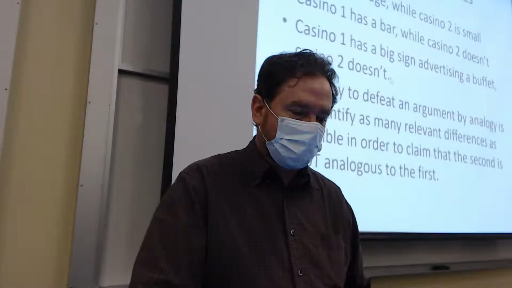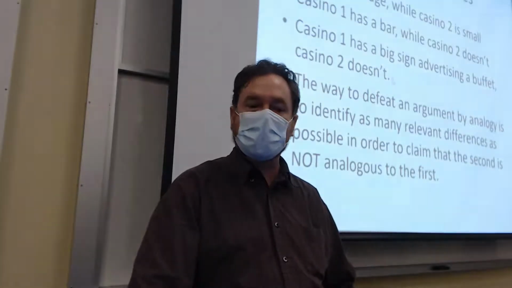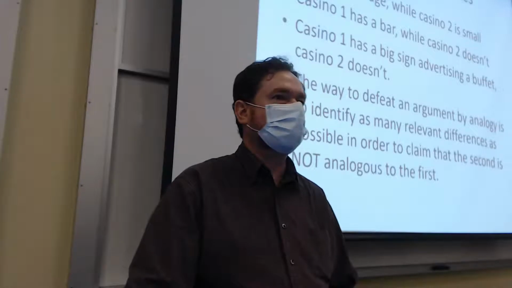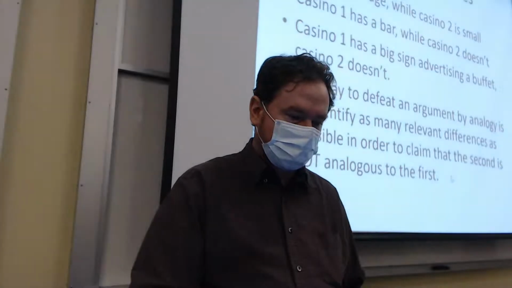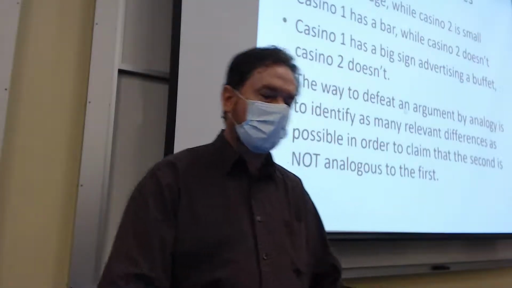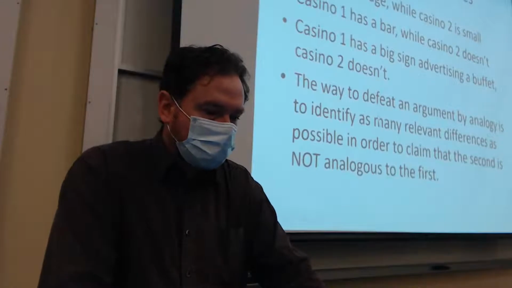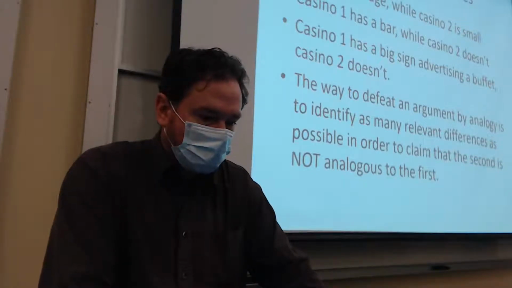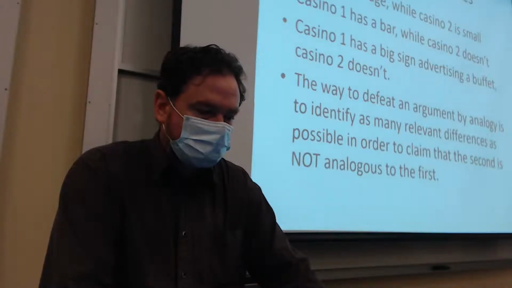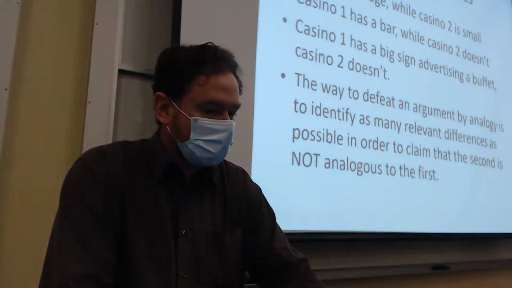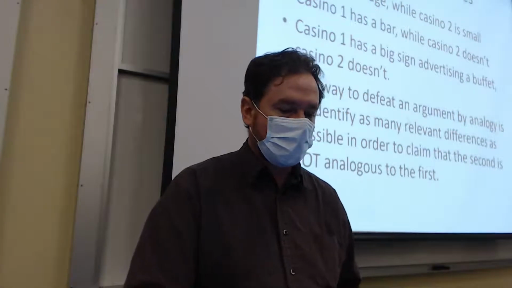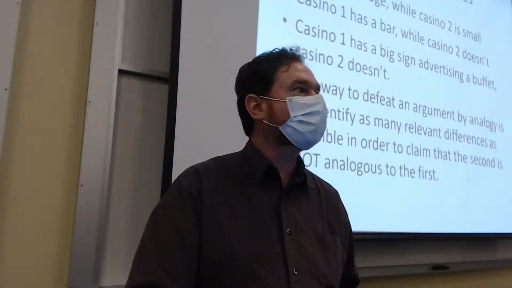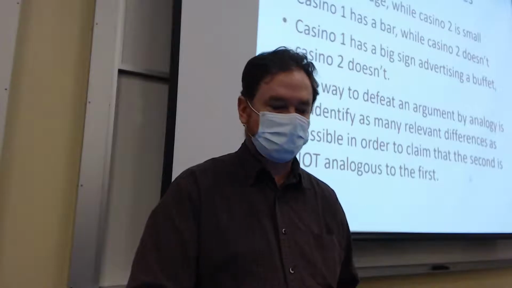And of course, the really disturbing one: Casino 1 had a giant sign advertising its all-you-can-eat buffet, but Casino 2 does not. All sorts of significant things. So how do we defeat an argument by analogy? Well, generally, you want to identify as many relevant differences as possible in order to claim that the second thing is really not analogous to the first. So if you're trying to defeat an argument by analogy, you want to find as many differences as possible and try to argue that those are important, meaningful, relevant differences.